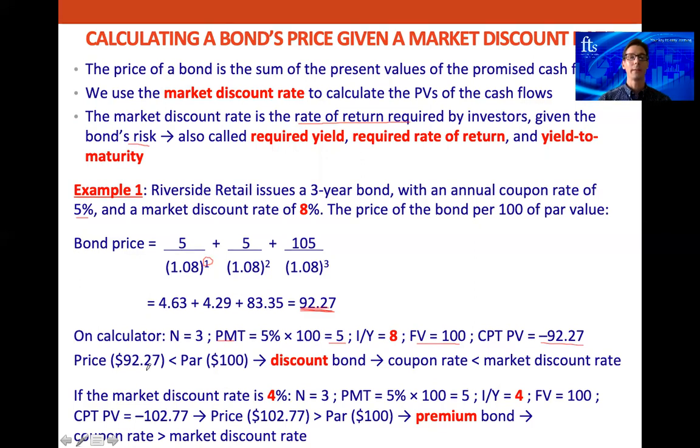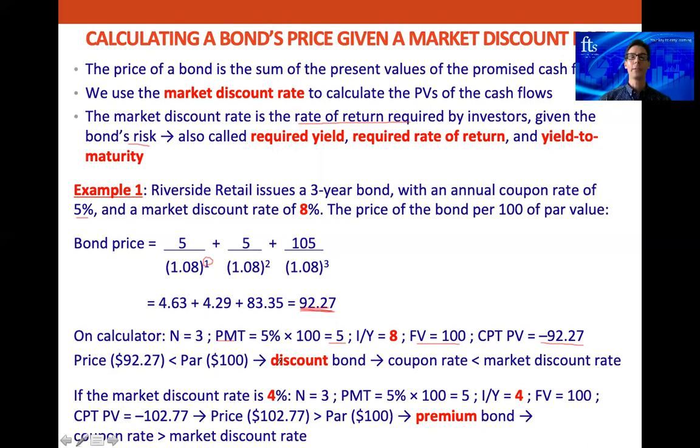So now what we can see is that the price of the bond, $92, is below its par value. This is what we call a discount bond, because we can see now that the coupon rate, which is 5%, is less than the market discount rate there of 8%.